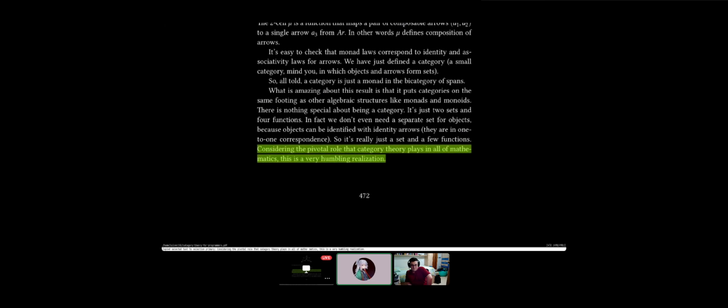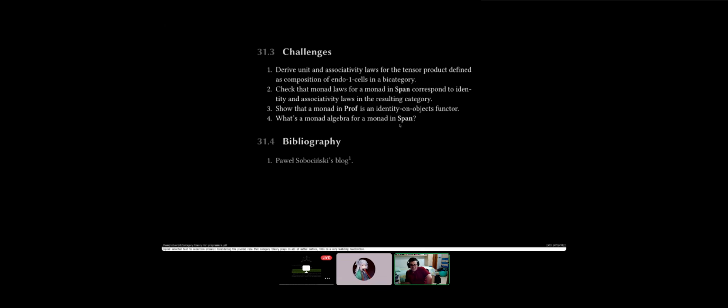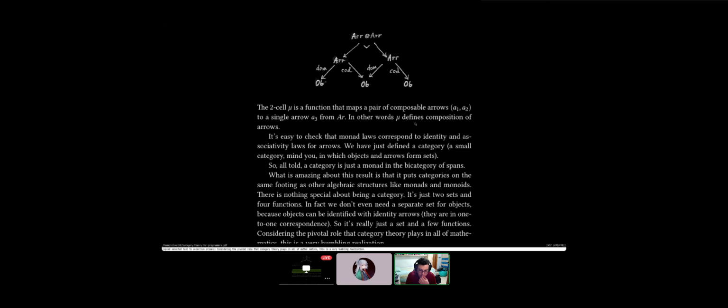And this is the end of the book. Considering the pivotal role that category theory plays in all of mathematics, this is a very humbling realization. Okay, so we're basically saying that if you have some functions and you have a set, that's what a category is. Yeah, but that's not really that surprising, I would say, because we already established this before. If you have composition and the composition is associative as well, it's not that hard to be a category. But the fact that you can put a category on the same level of abstraction as a monad is surprising, I would say.